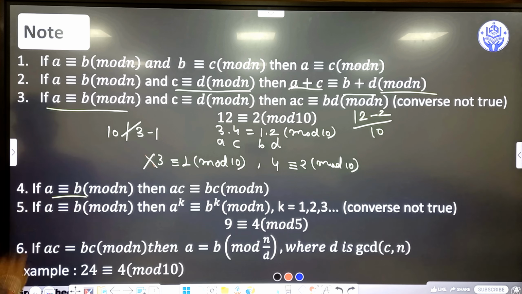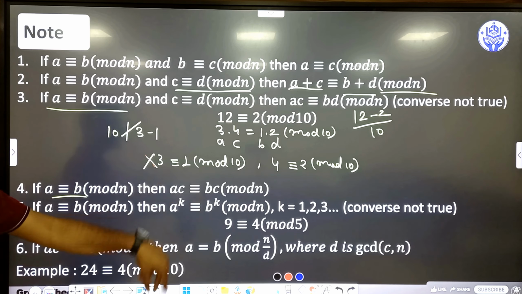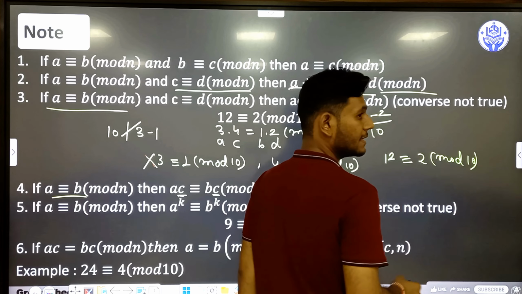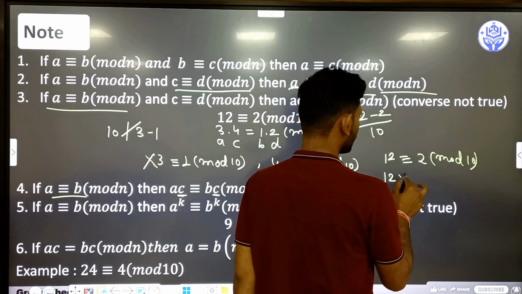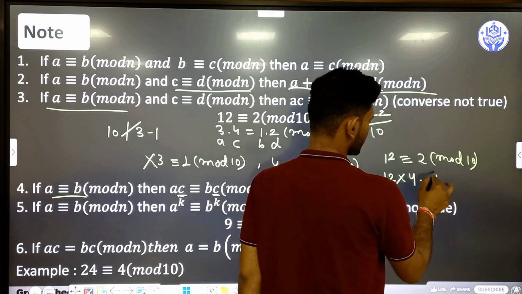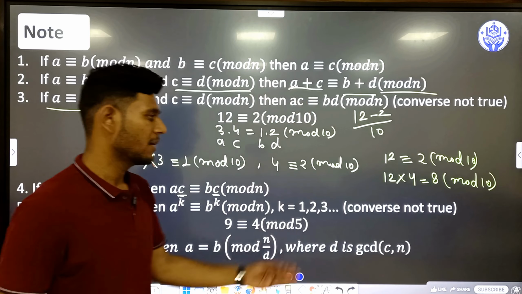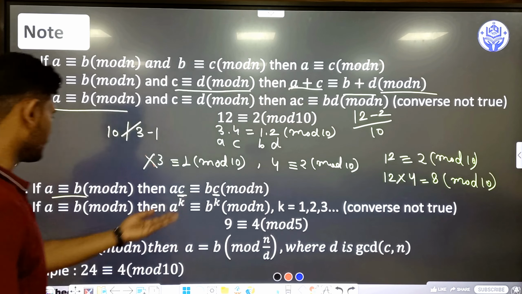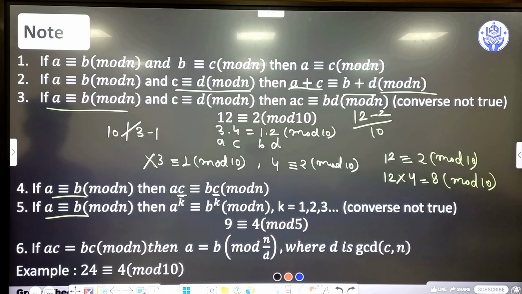Yes. Next we have A equivalent to B. Then if I multiply both sides by any constant C, it is also congruent. Whatever we have, that is 12 equivalent to 2 mod 10. Is it holding if I multiply with 4? Now is it a congruent modulo? Yes, of course it is a congruent modulo, because I have multiplied both sides by 4, that is nothing but C.